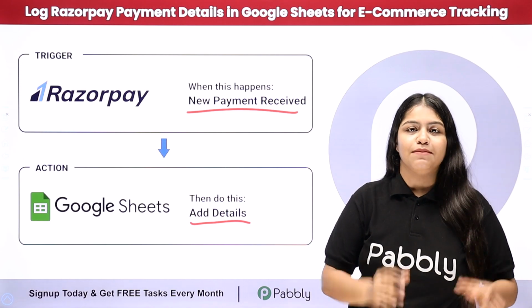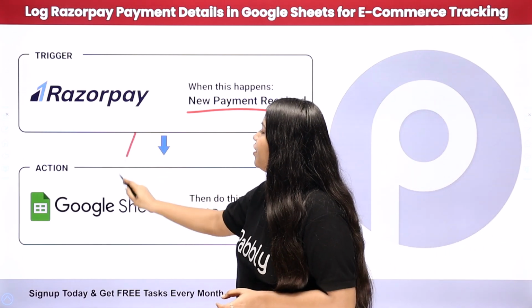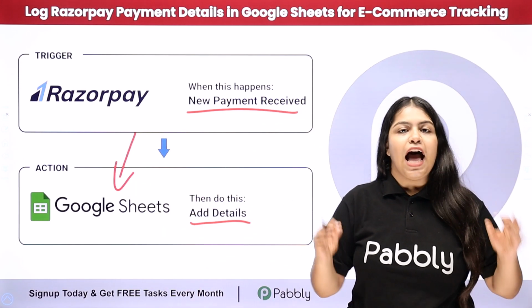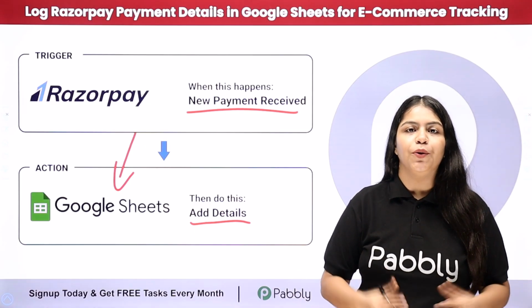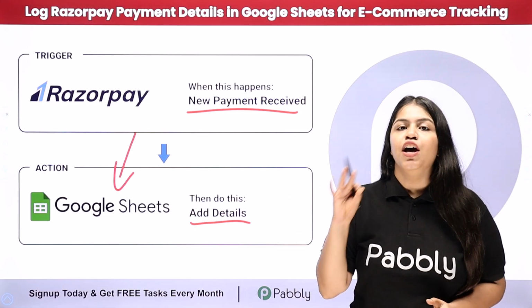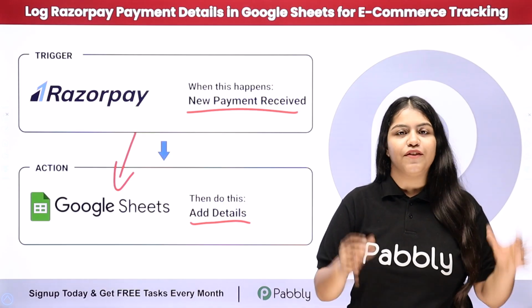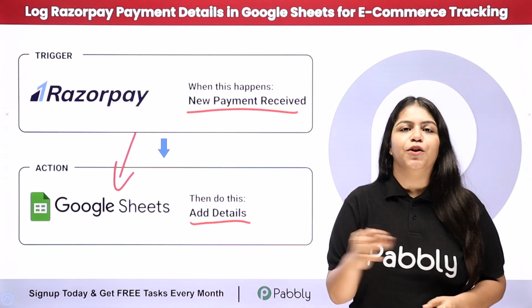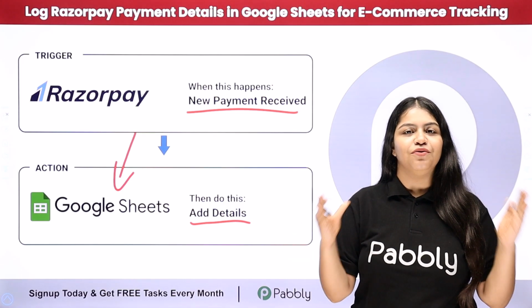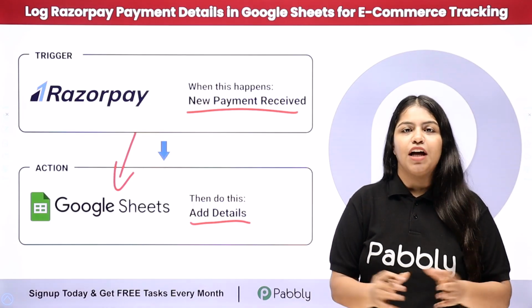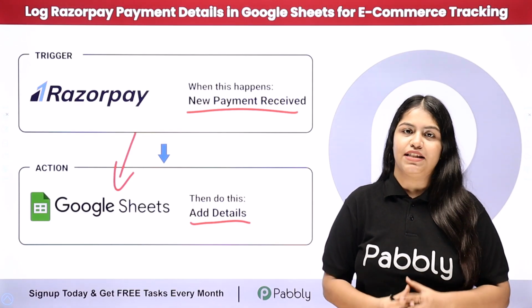So to do this, we are simply going to create a connection between Razorpay and Google Sheets, and we are going to create this connection without knowing any programming or coding language using an amazing automation software which is Pabbly Connect. So if you also want to create this amazing automation for your own business, then for that you have to come with me towards my screen.